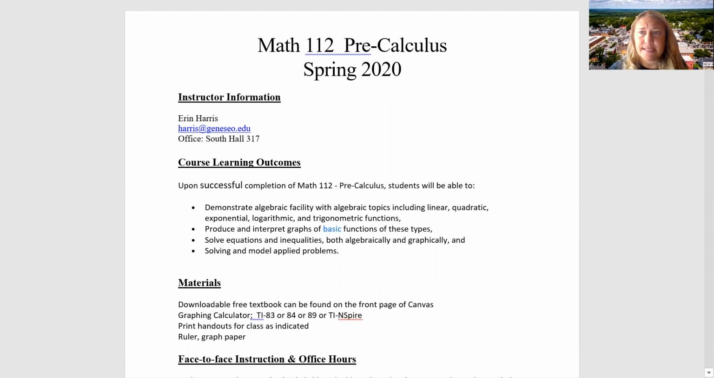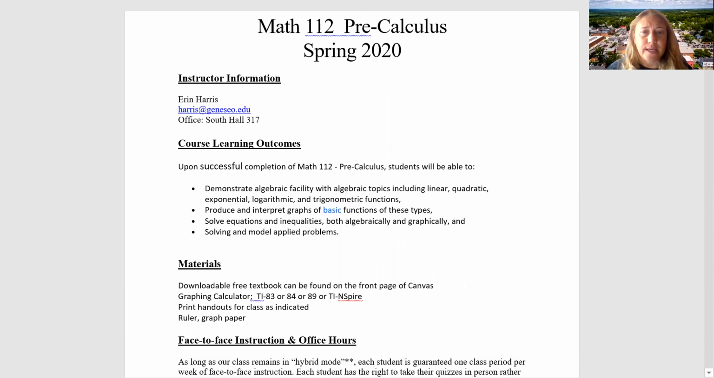And so other basics that are on this course, we are required by college policy to list the course learning outcomes for every course. And basically, the short answer for what are we going to learn in this course, what are we going to do in this course, is I am getting you ready to take calculus. So that's something else that's important for me to say about this course, is you should not be taking pre-calculus unless your program here at Geneseo requires you to take calculus.